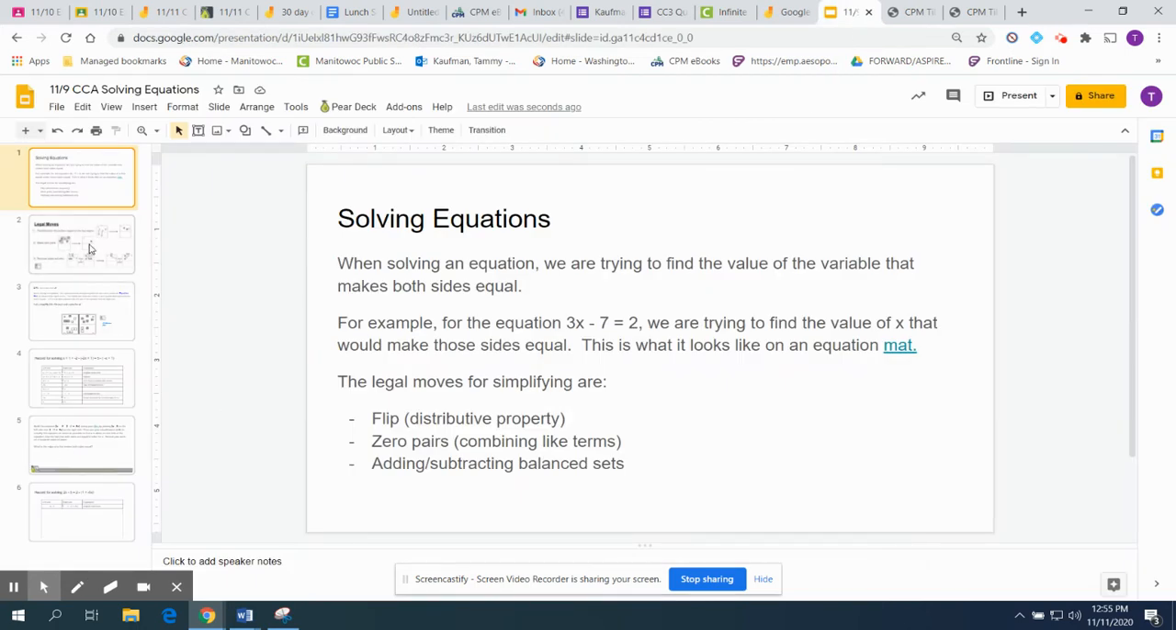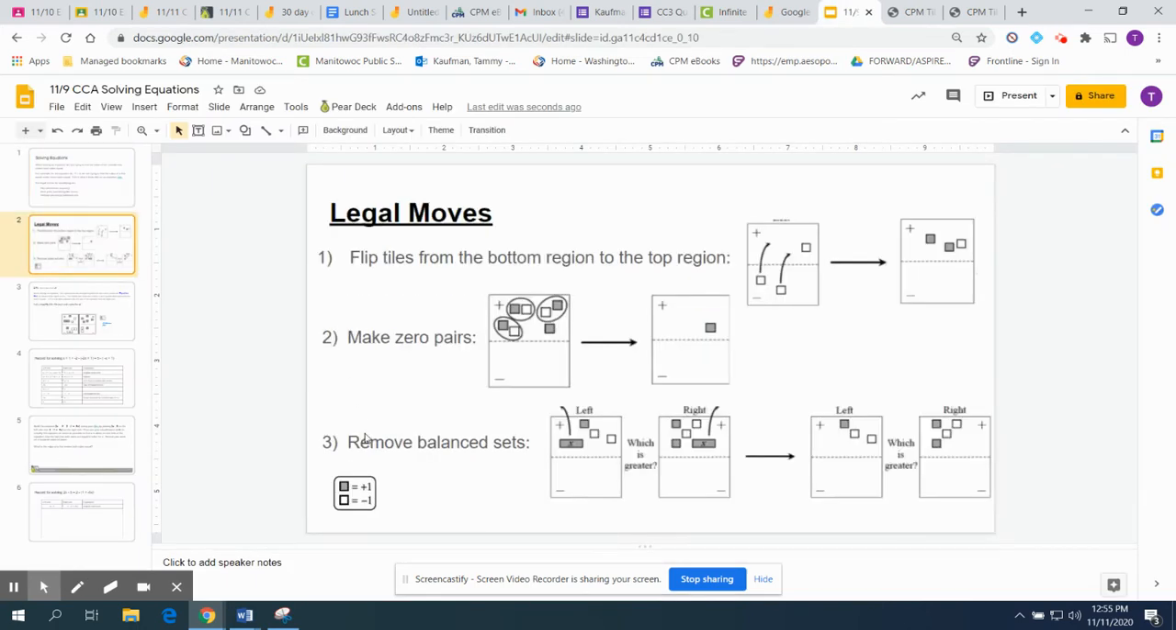The legal moves that we can do, if you remember, are, first, we can flip from the bottom to the top. The reason we can do that is because that minus sign on the bottom of the tile mat means the opposite. So the opposite of negative 2 unit tiles would be positive 2. Just a reminder, when we're in print, the shaded tile is the positive, the key down on the bottom here, and the unshaded tile is the negative.